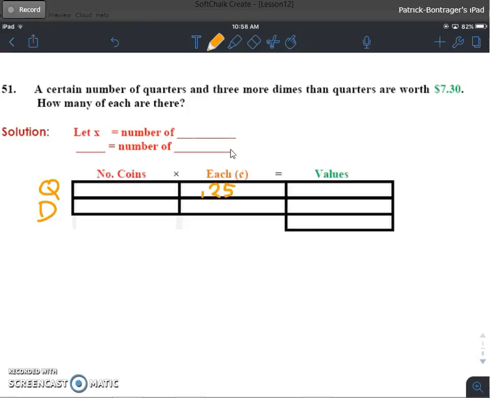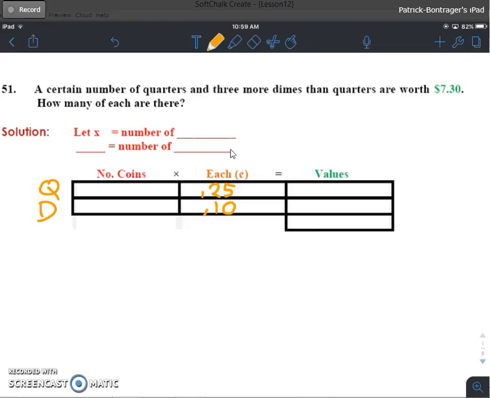And I like to work in dollars. We can convert everything to cents. I just think that makes our problem harder. So I'm going to keep working in dollars. So quarters are worth 0.25 of a dollar. Dimes are worth 10 cents, 0.10.